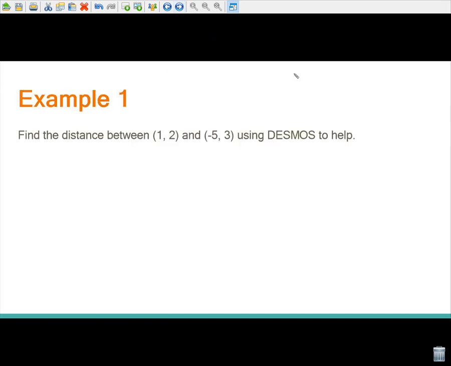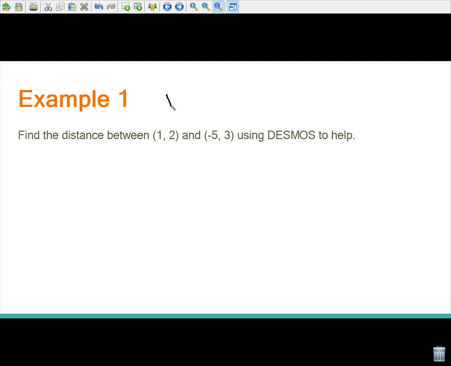All right, our first example here. It says find the distance between (1, 2) and (-5, 3) using Desmos to help. So I'm not going to use Desmos in this lesson. You guys can absolutely use this at home. You're able to use this in the classroom as well. This is going to make this a lot easier for you guys, so I would advise you to use that if you have the chance. Okay, so let's go ahead and get started.